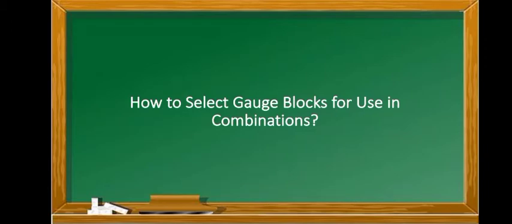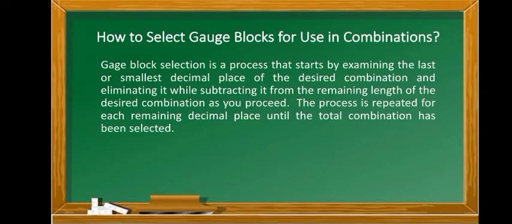How to select gauge blocks for use in combinations. Gauge block selection is a process that starts by examining the last or smallest decimal place of the desired combination and eliminating it while subtracting it from the remaining length of the desired combination as you proceed. The process is repeated for each remaining decimal place until the total combination has been selected.